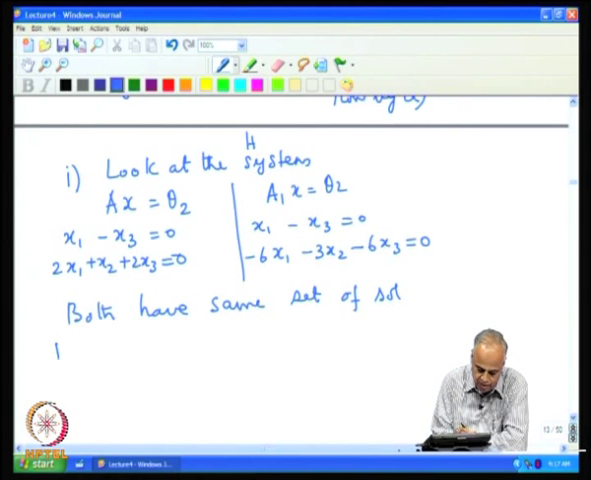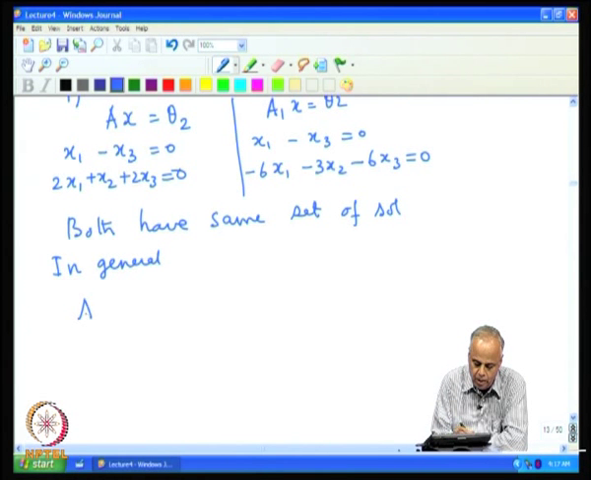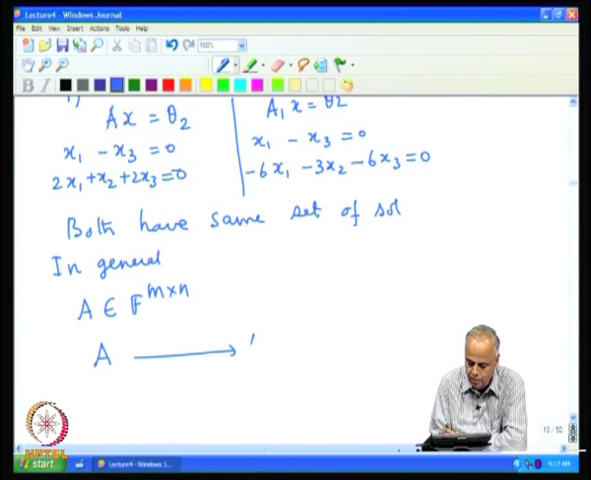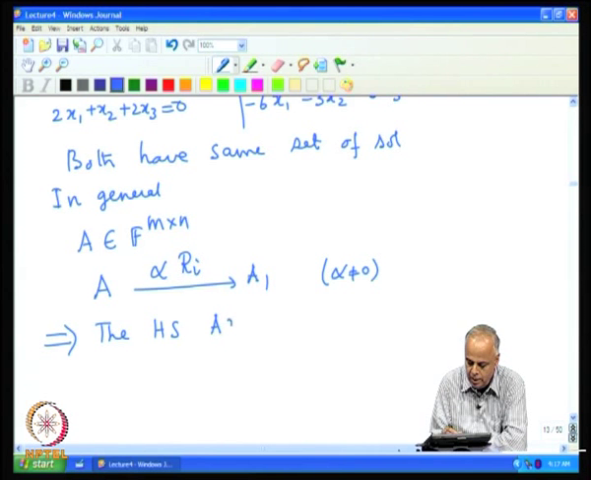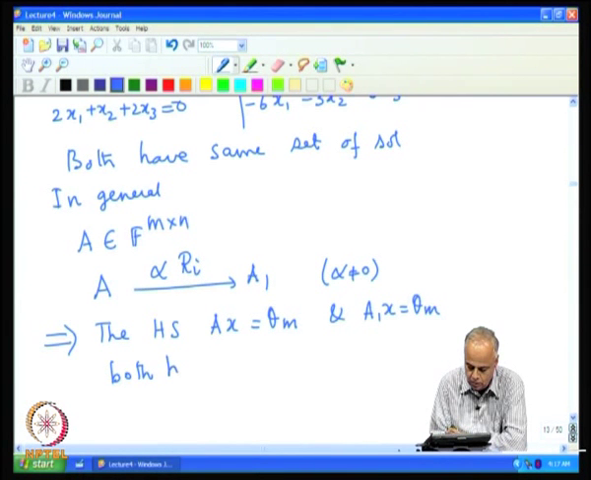Thus, in general, if I have a matrix which is m by n, and I go from A to A1 by multiplying the ith row by alpha, alpha not equal to 0, then the homogeneous systems Ax equal to theta m and A1x equal to theta m both have the same set of solutions.